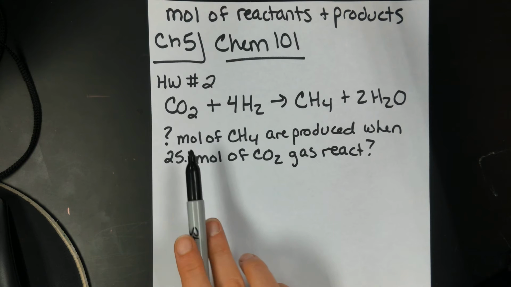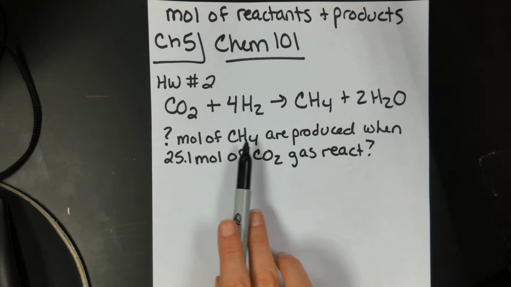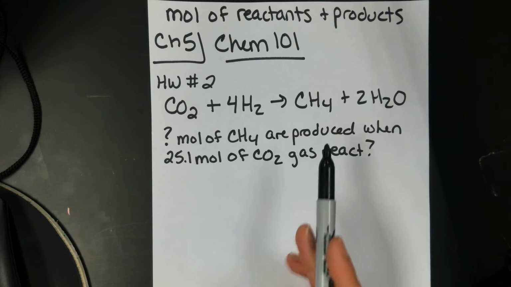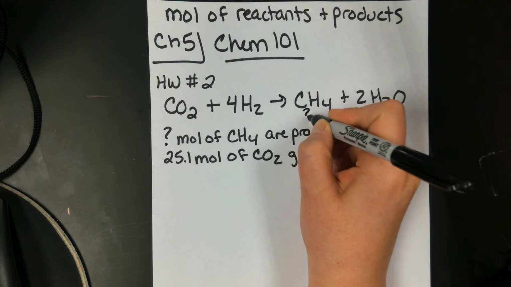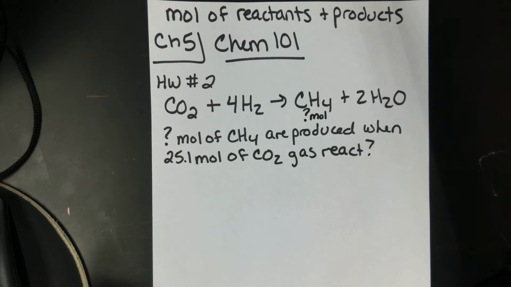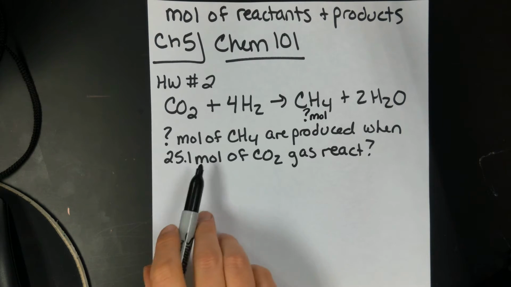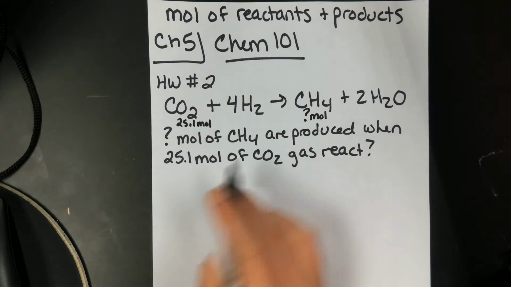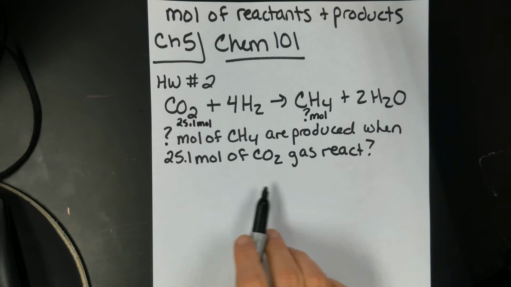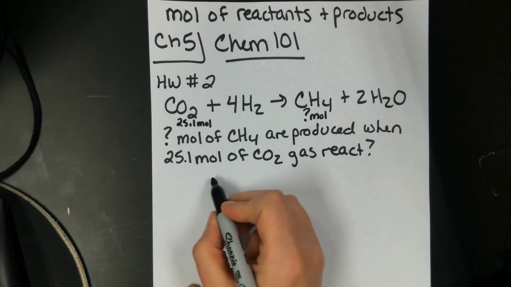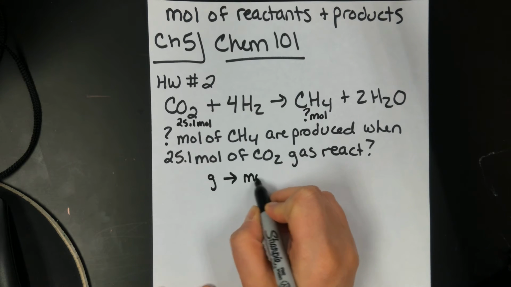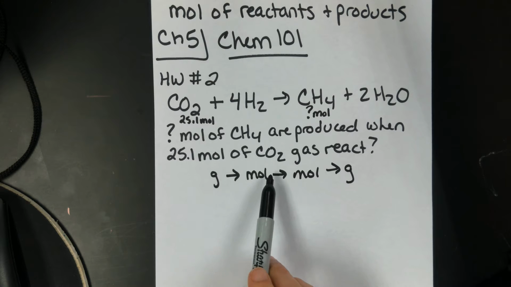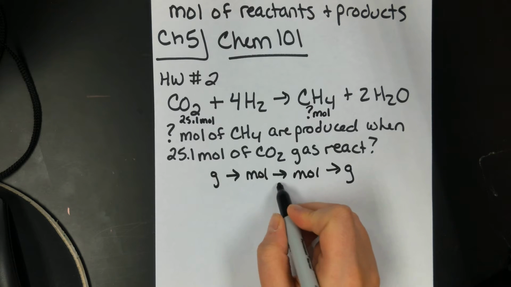But the question here is how many moles of CH4 are produced when 25.1 moles of CO2 gas react. So I like to write that down here. So how many moles are produced if I'm given 25.1 moles of CO2. If you remember back in your book, you have gram to mole, mole to mole, mole to gram. So I'm just going to write that generically, gram to mole, and then mole to mole, and then to gram. This is what we use the mole-to-mole ratio for.